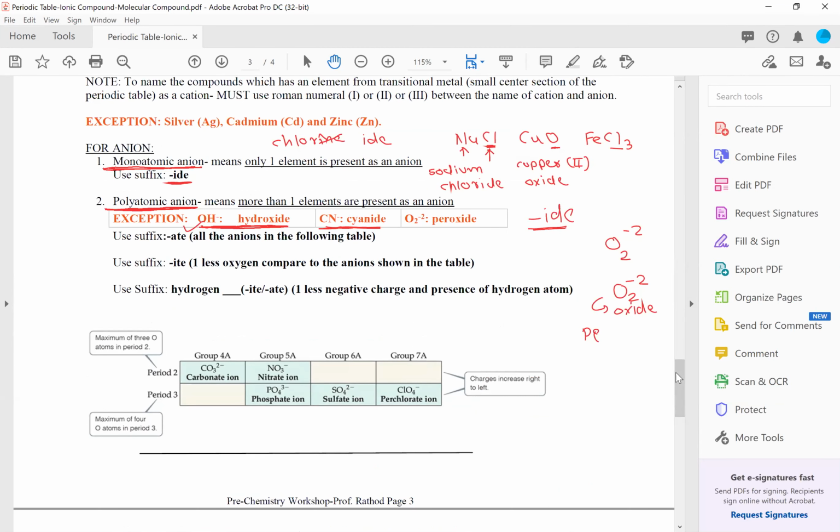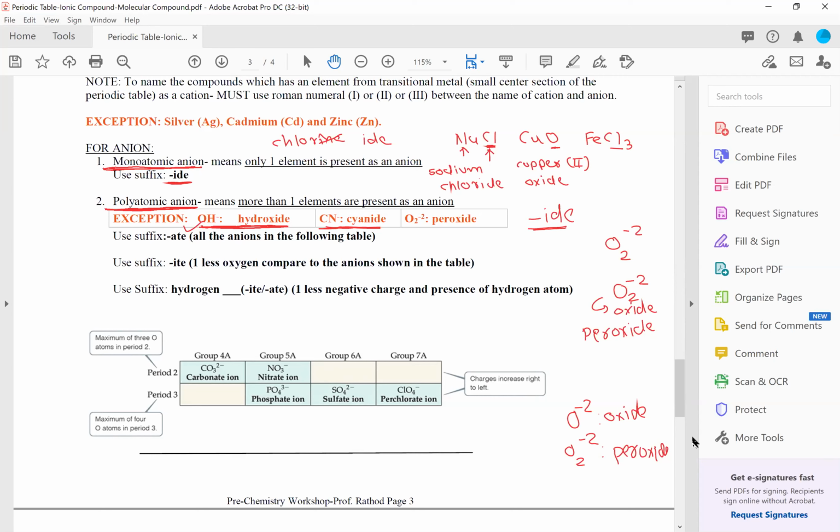So we can call it peroxide. I hope you guys understand the difference. When there is O minus 2, then we call it oxide. But if you have 2 oxygens which are together carrying a -2 charge, we use per, and then we still use the same oxide. So peroxide. All right, do you guys follow this? Yes, sir.